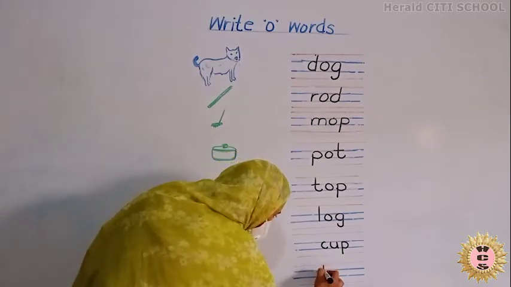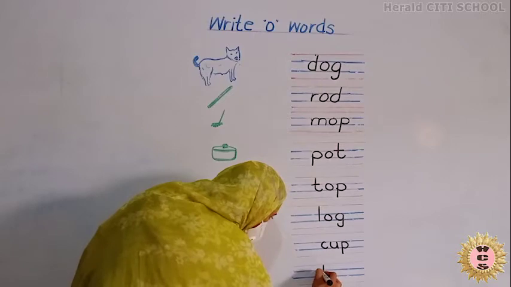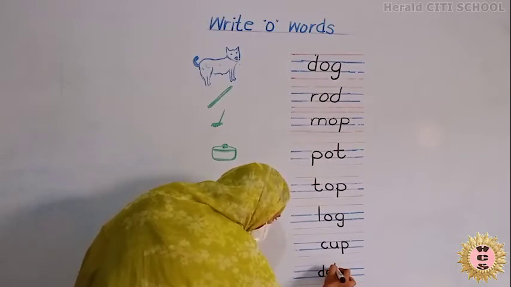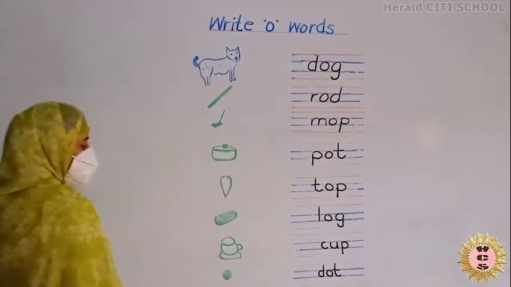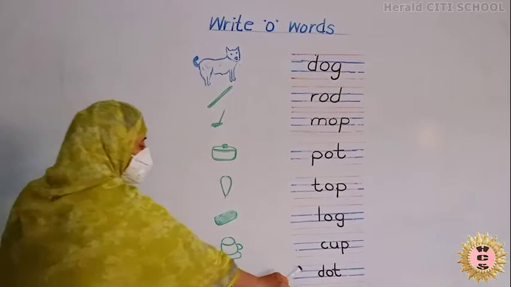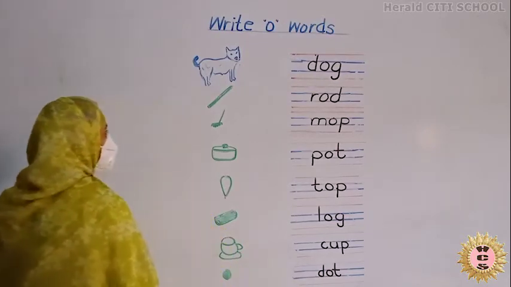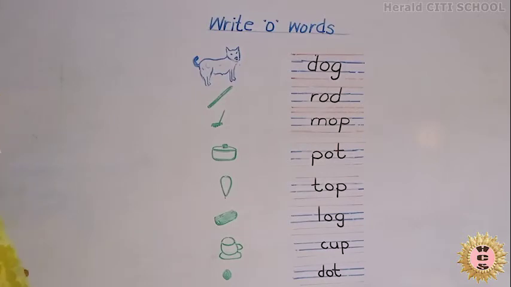Dot. And the spelling of dot is D, O, T. Dot. Read it again, children. D O T. Dot. I hope, children, you will understand the O words.